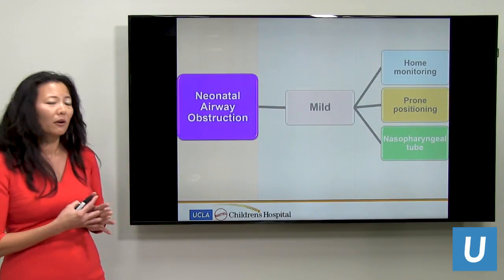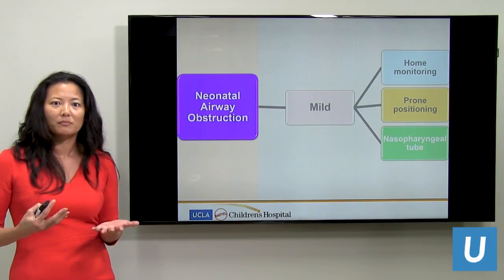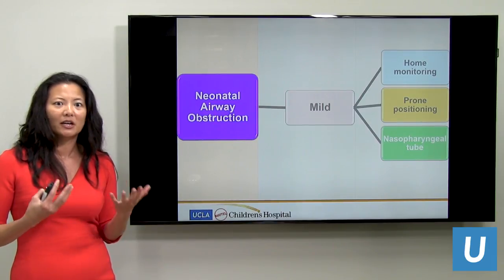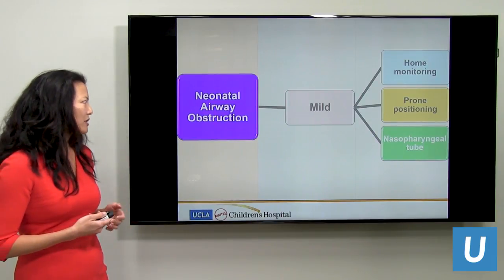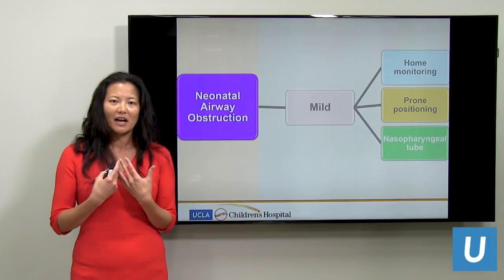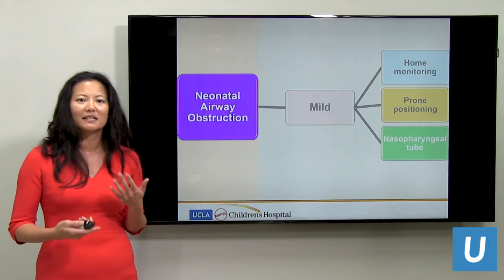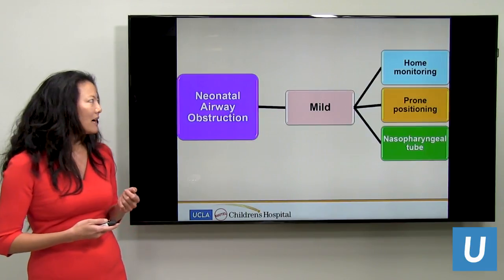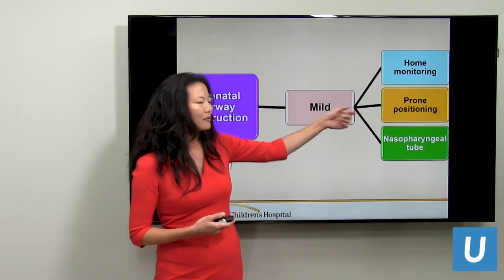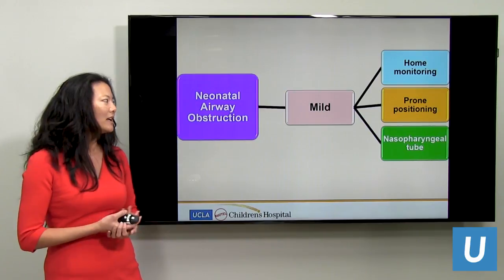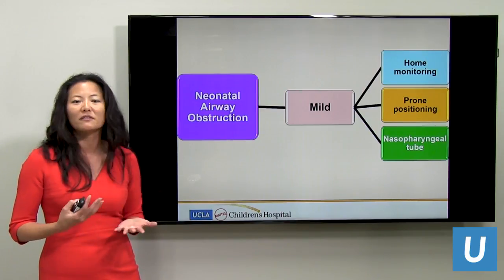So let's talk about how we approach Pierre Robin sequence, specifically targeting neonatal airway obstruction. When we see a child who has a small jaw and has airway issues, we first decide, is it mild or is it severe? If it's mild, as I said, home monitoring, prone positioning, so face down, and sometimes something called a nasopharyngeal tube can help.